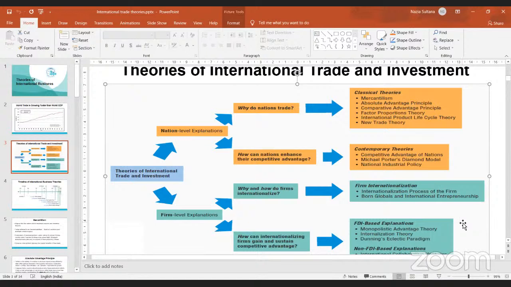Now let us discuss all these theories one by one. But before that, let us understand the timeline of these theories. Which theory was given when, and who are the propounders of those theories? So we will speak about the timeline of these theories first.